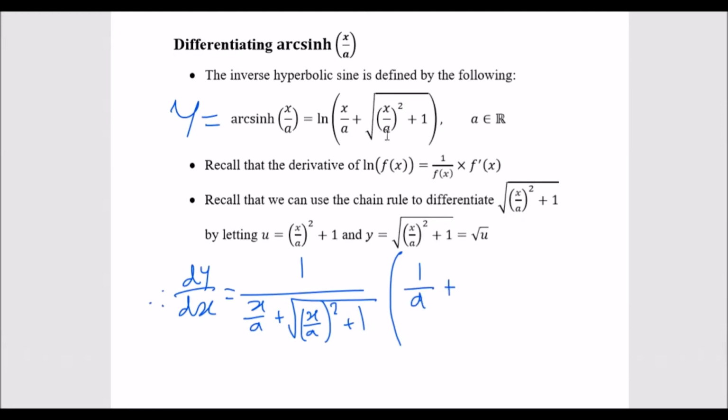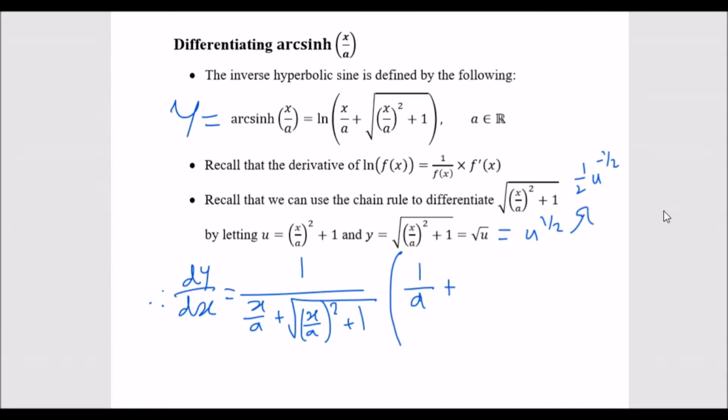Now using the chain rule to differentiate this part, we can let the inside part, inside the root, be u, because remember this is a function of a function. If that's u, then y equals the square root of u, and we know that the square root of u is the same as u to the power of half. To differentiate u to the power of half, we get half times u to the power of minus half. And this is the chain rule.